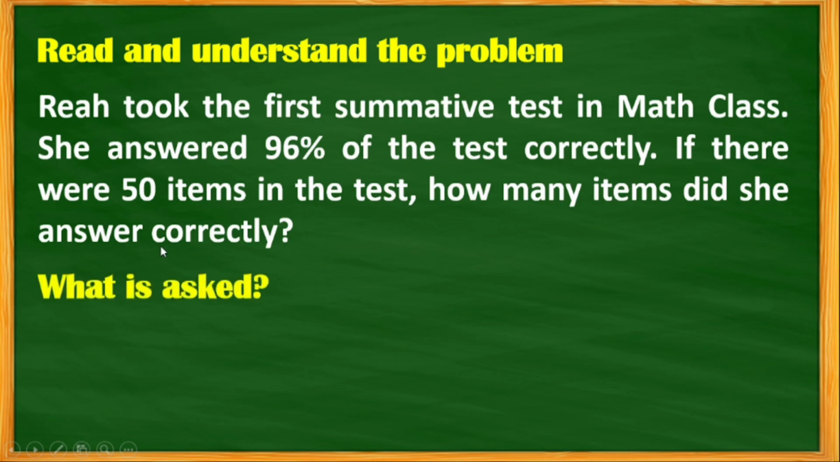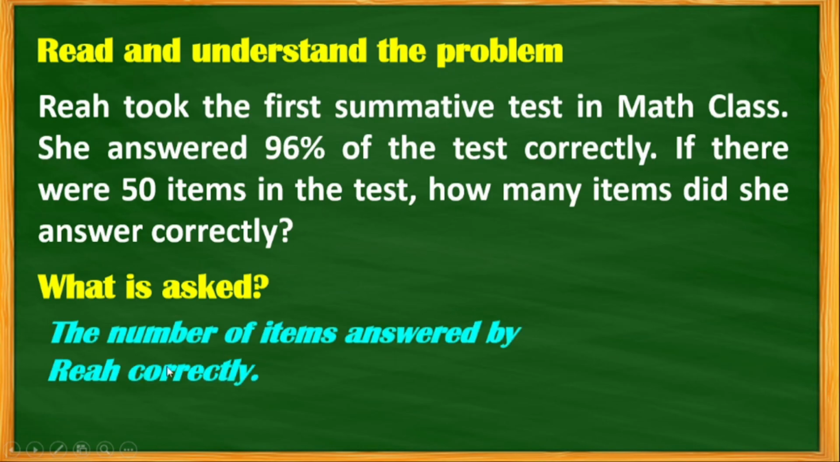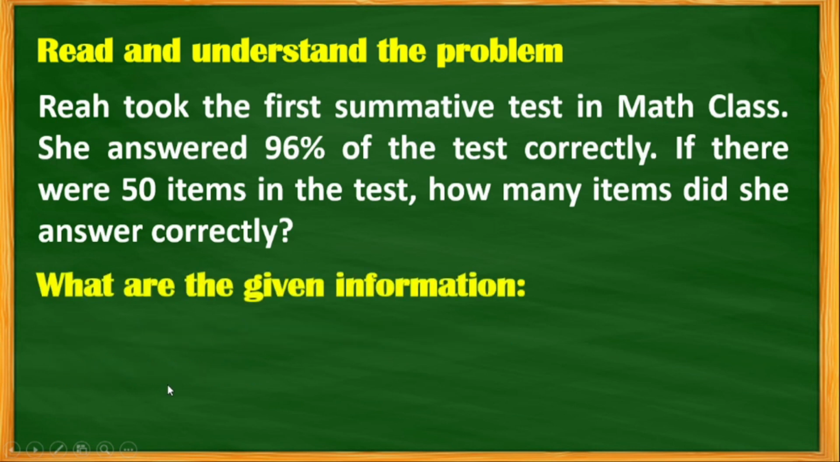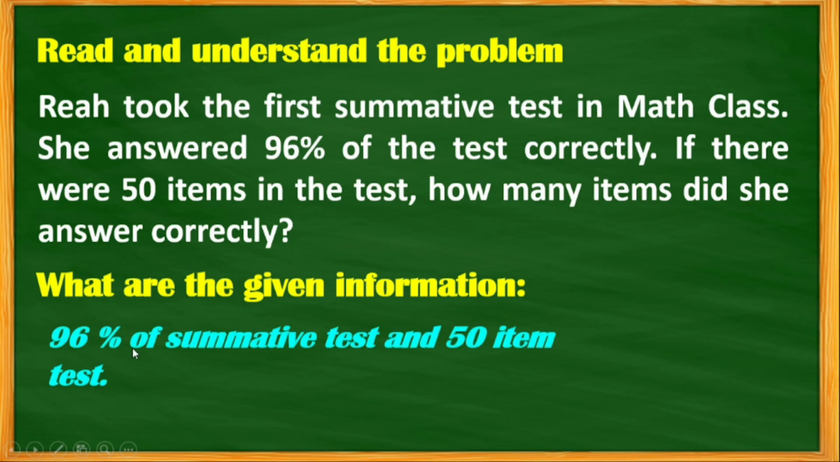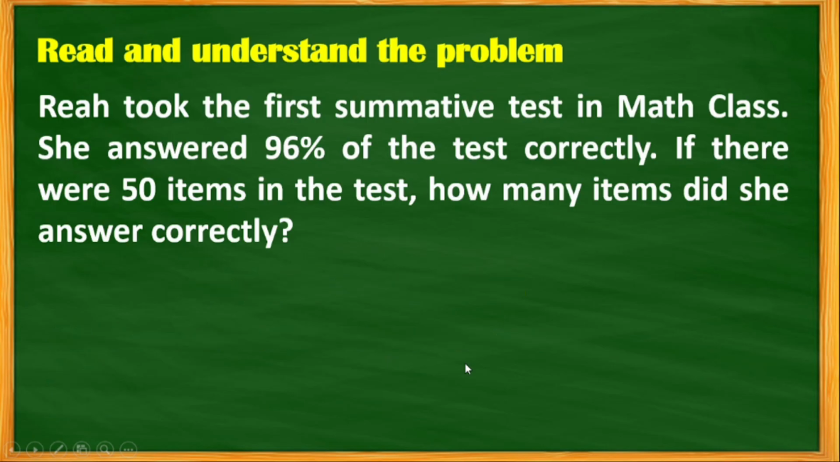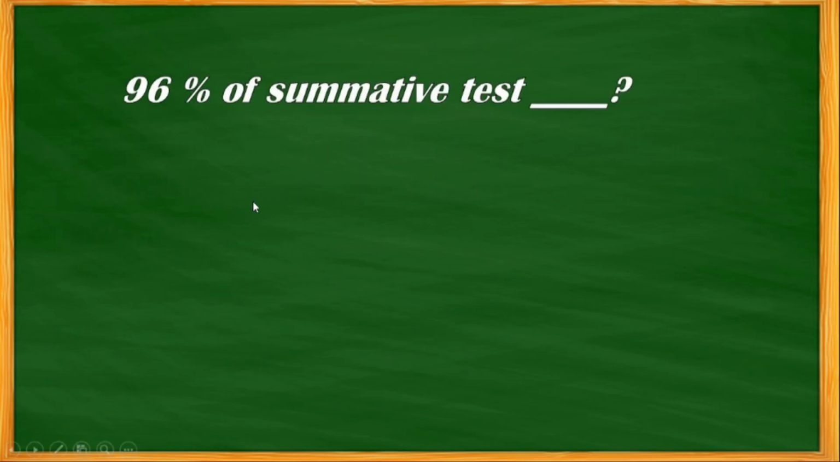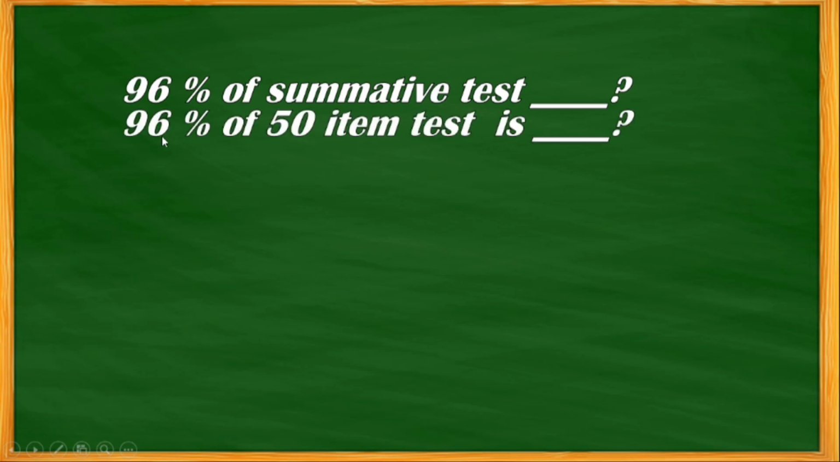So, what is asked first in the problem? Very good. The number of items answered by Rhea correctly. Then, what is the given information? The given are 96% of the summative test and 50 item test. So, 96% of the summative test is our given information.